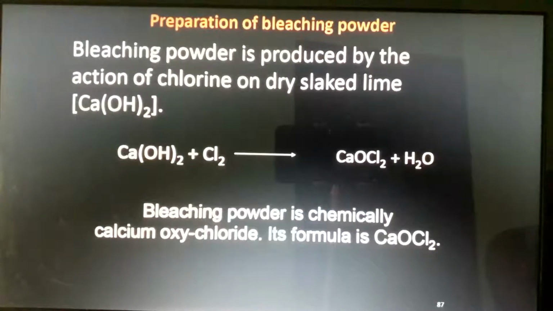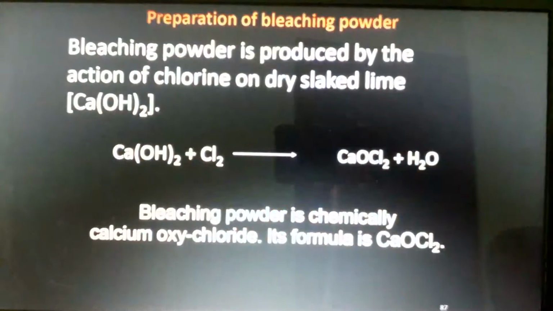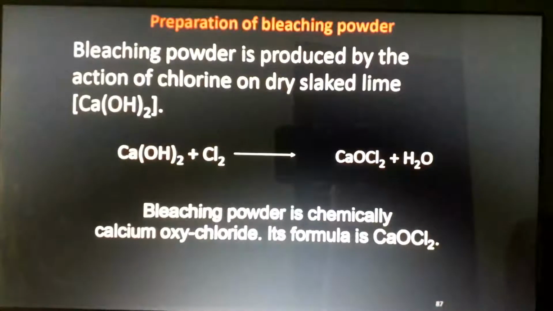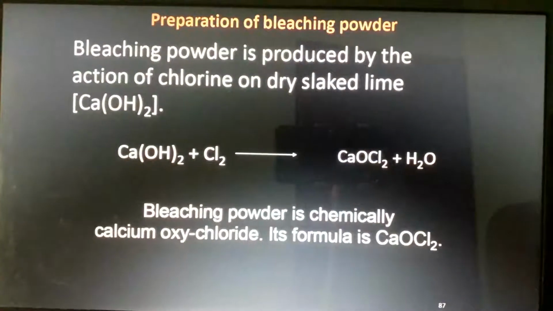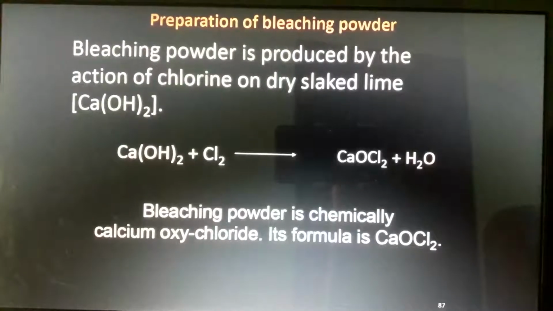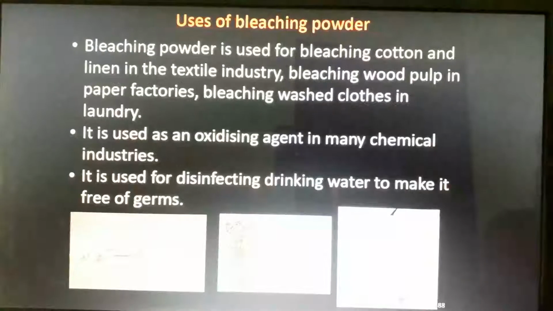So bleaching powder is used in the paper industry and also as a purifying agent. Okay, bleaching means purifying. It's this equation you want to study, the preparation of bleaching powder. That is also an application of chlorine gas. Bleaching powder is produced by the action of chlorine on dry slaked lime, Ca(OH)2, or calcium hydroxide. Calcium hydroxide plus chlorine gives calcium oxychloride, which is bleaching powder, and water.